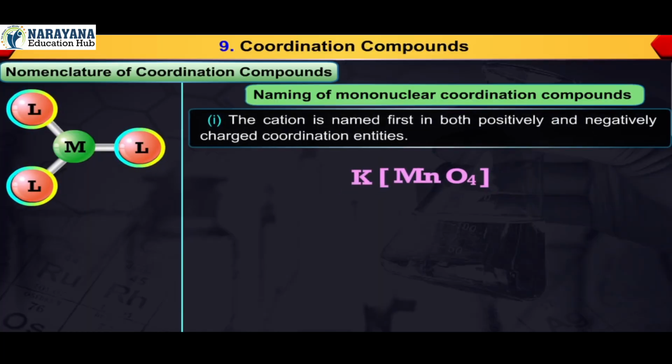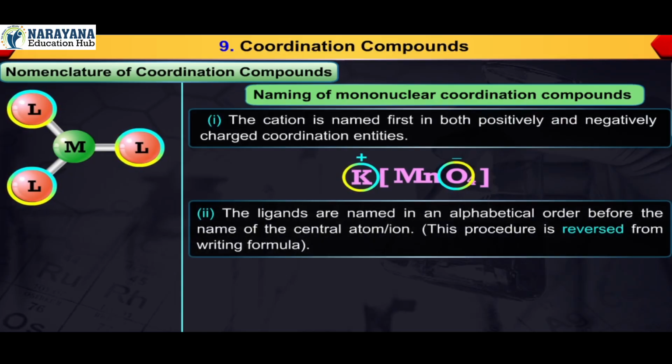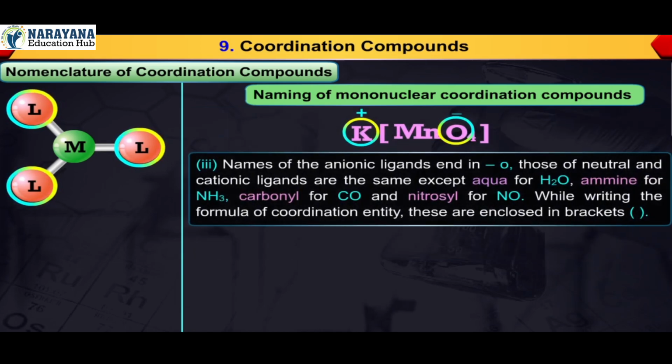1. The cation is named first in both positively and negatively charged coordination entities. 2. The ligands are named in an alphabetical order before the name of the central atom or ion. That is, this procedure is reversed from writing formula. 3. Names of the anionic ligands end in -o. Those of neutral and cationic ligands are the same except aqua for H2O, ammine for NH3, carbonyl for CO, and nitrosyl for NO. While writing the formula of coordination entity, these are enclosed in brackets.